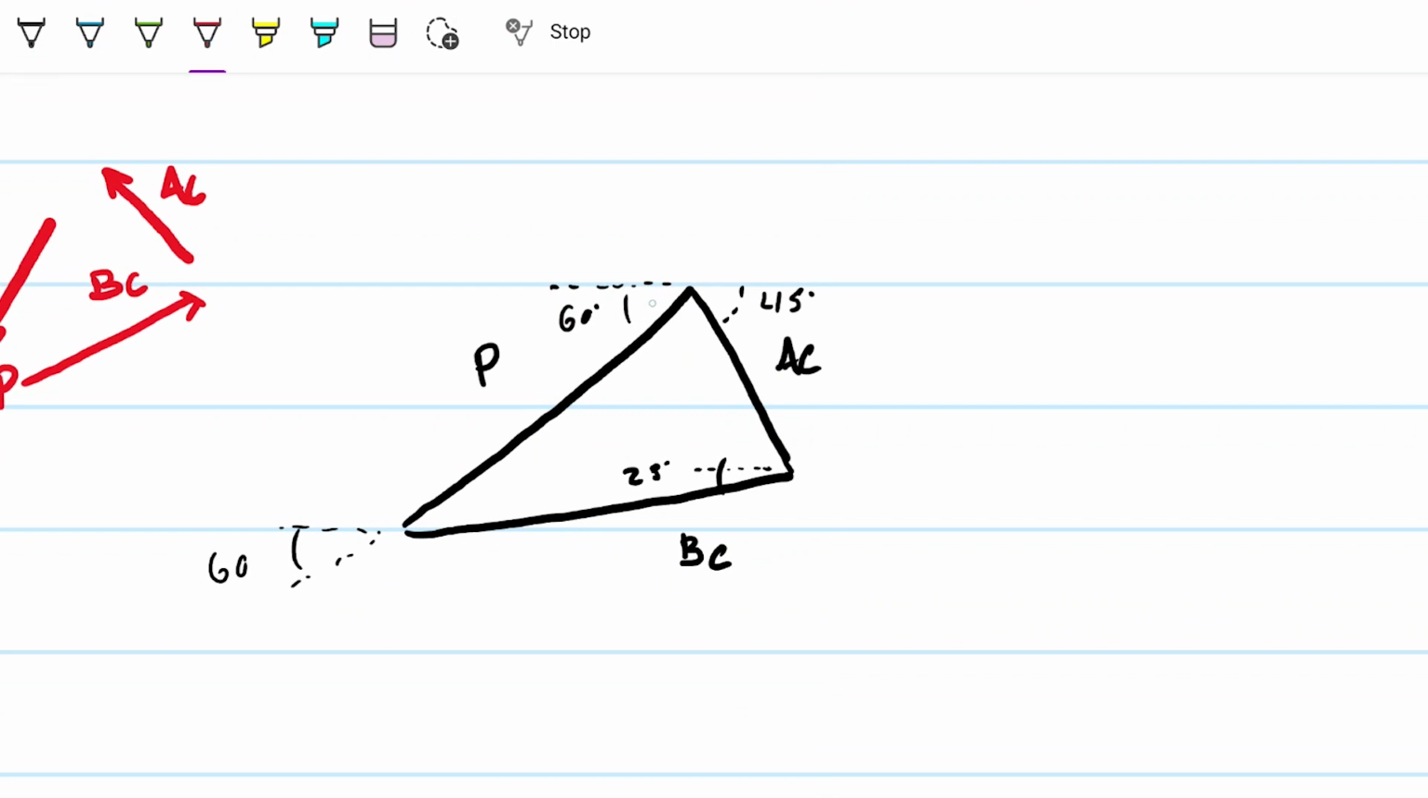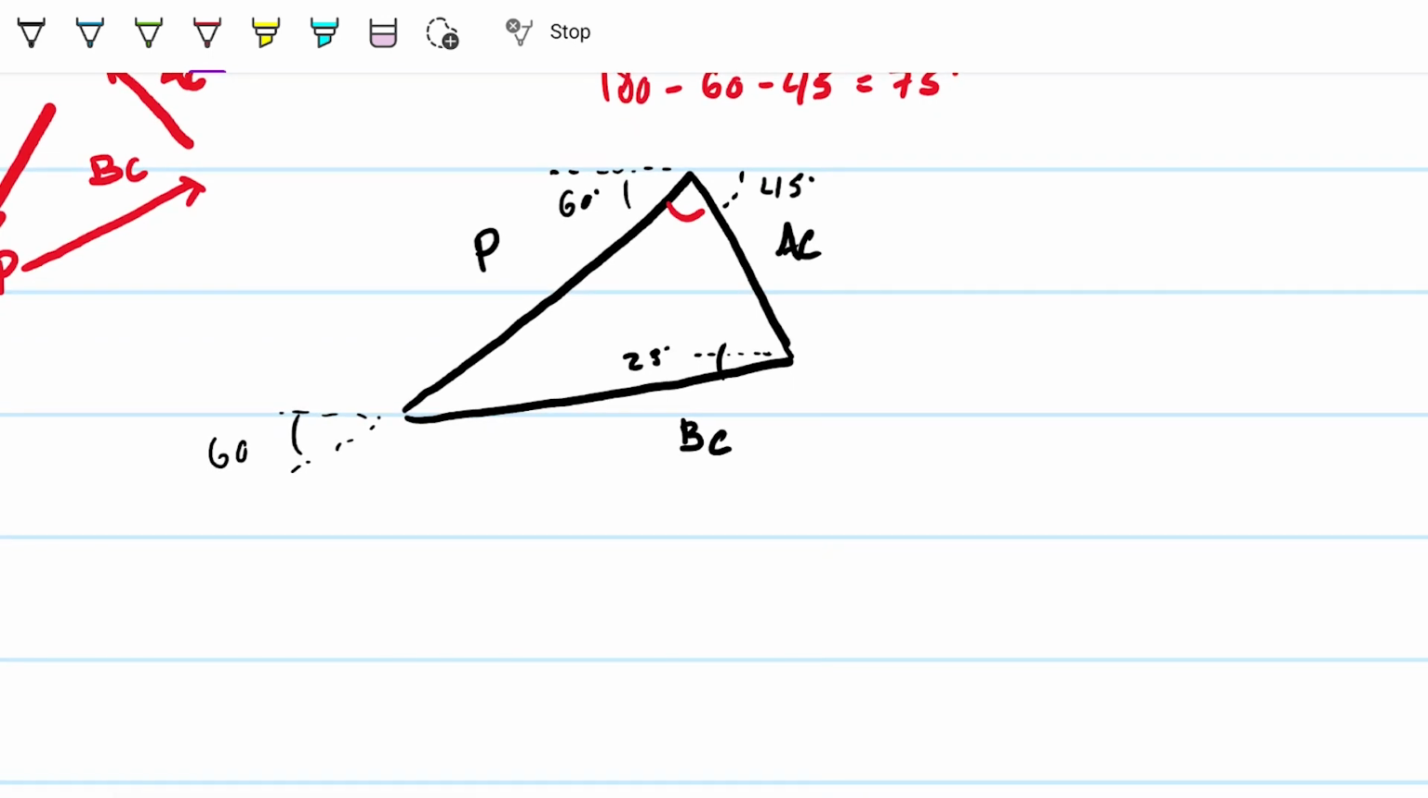We'll note that this one's probably the easiest one to find because this is 180 here. So therefore, that red one is just going to be 180 minus 60 minus 45. That's going to give us 110. Is that right? No, that's not right. 120 minus 45 is 75. So that's going to give us 75 right there. Then what next?